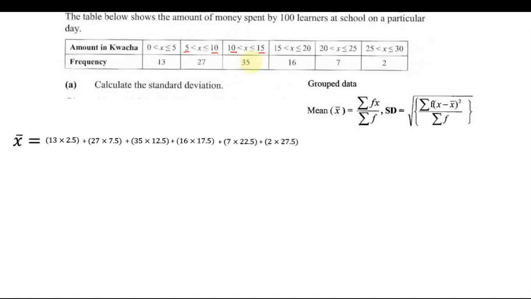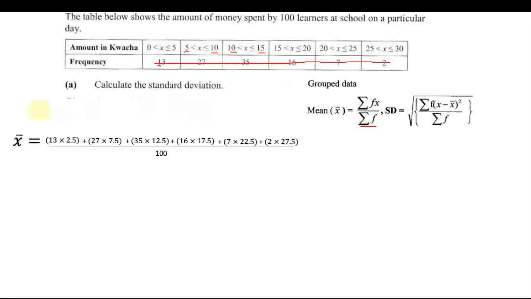Okay, now once you are done, we are coming back to the formula. The formula here, you can see we still have summation of frequency. So the values for frequency are here: 13, 27, 35, 16, 7, and 2. Summation, remember we have said it's addition. So you are going to sum up all the frequencies here, and you should be able to get the value to be 100.